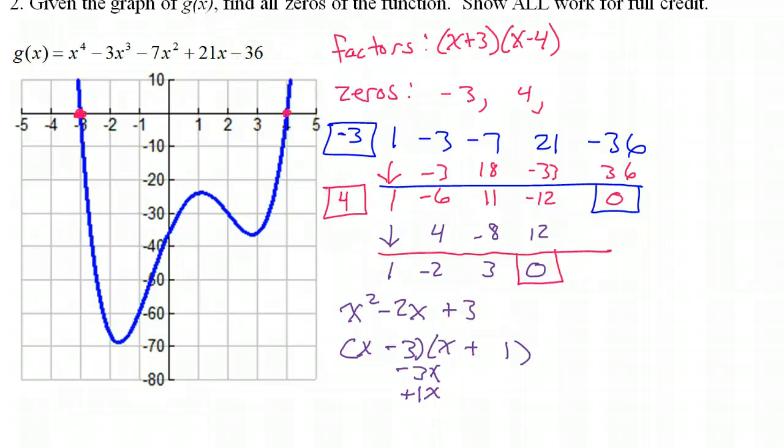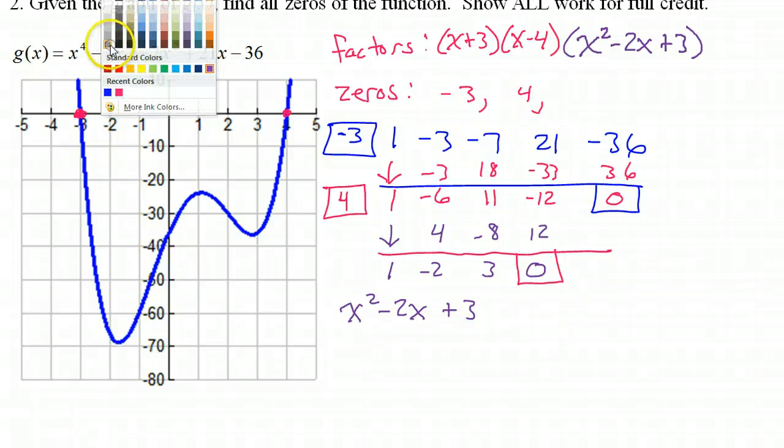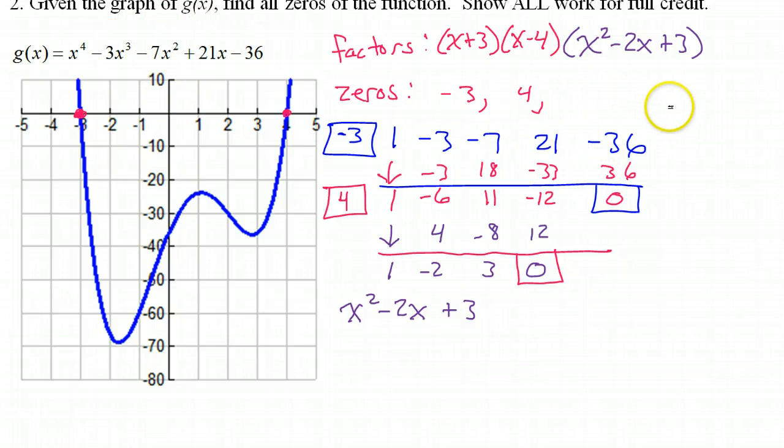So this is unfactorable. So if I was asking you to put this in factored form, you would go ahead and stick this entire trinomial in the list of factors like this: x squared minus 2x plus 3. Now to find the zeros that go with it, quadratic formula. So just in case there's still a sad soul that still doesn't know the quadratic formula, I'm going to write it over here.